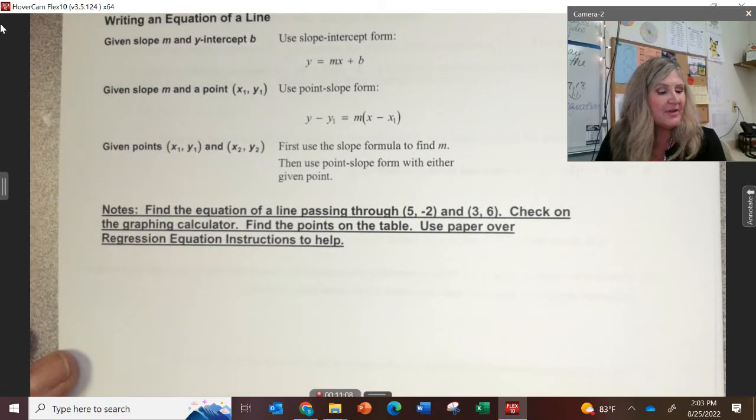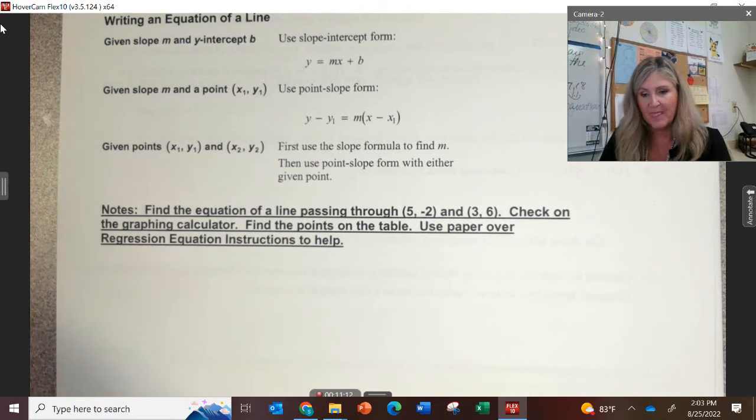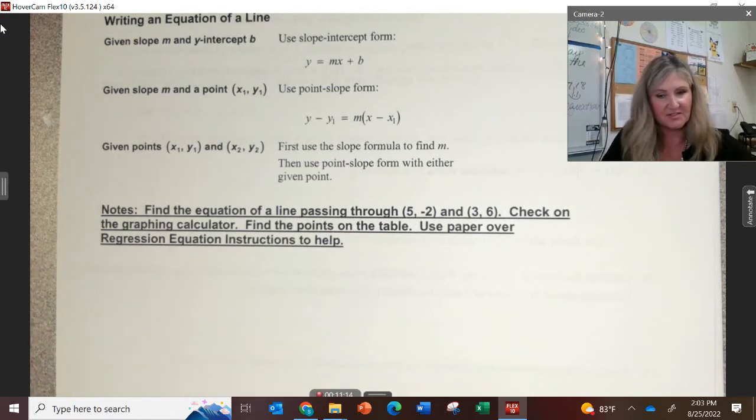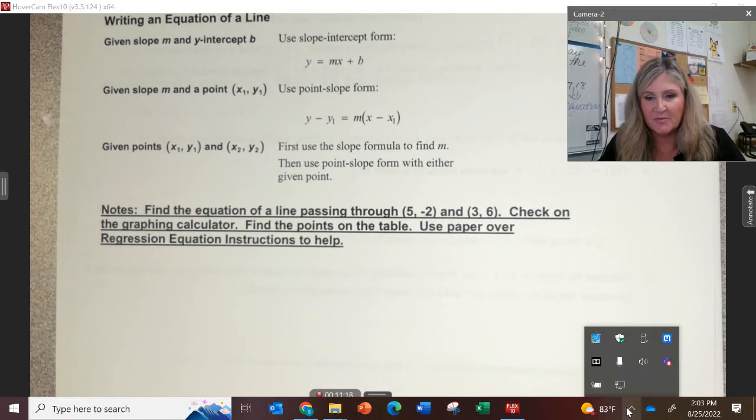If I have 2 points, what do I need to find? The slope. So I've got to find the slope first. All right, let me find that slope.